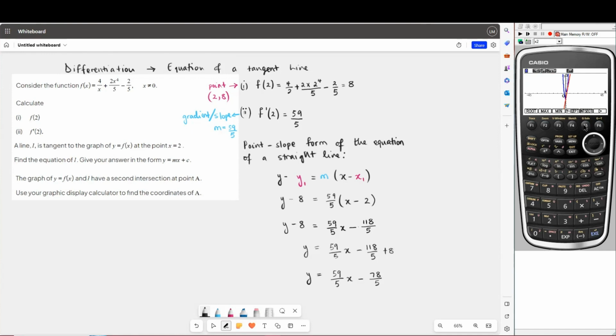It's a bit better. Then we can go to G-Solve and find some intersection points. Okay, that's the one we're looking for. It intersects at negative 0.22, negative 18.2. So the coordinates of A, according to the graphing calculator, were negative 0.224 and negative 18.244. And then there's also the other one that we already knew was there, the 2, 8, the one we were given by the question.